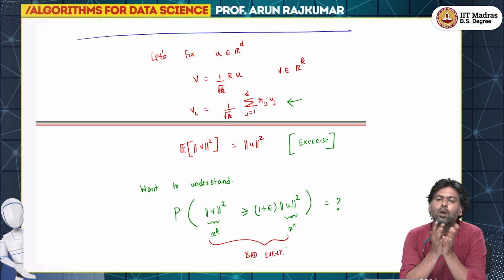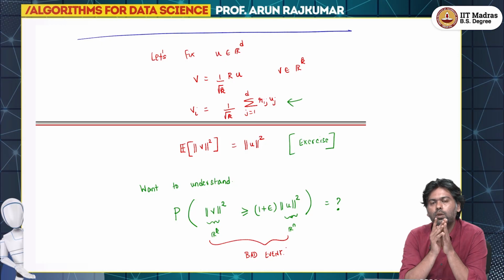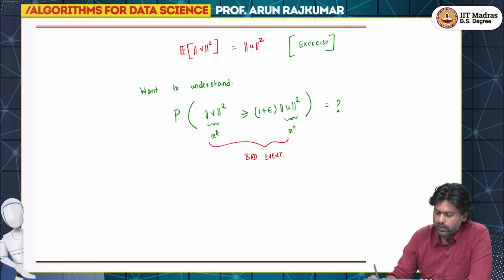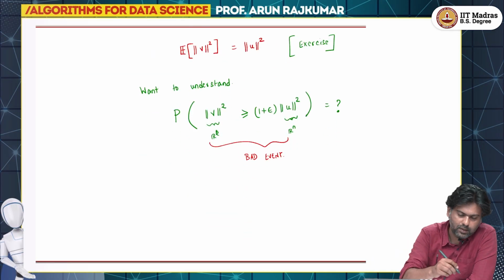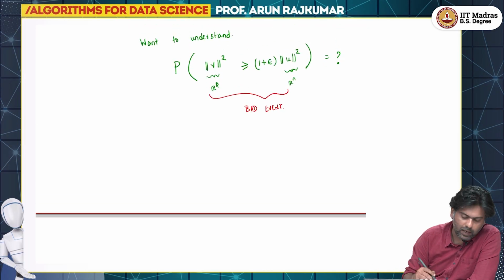I want to know with what probability something bad will happen. That is the question that I am asking. So, can I bound the probability of something bad happening? That is what we want to analyze now. So let's try to analyze that. Let's see how to get that.